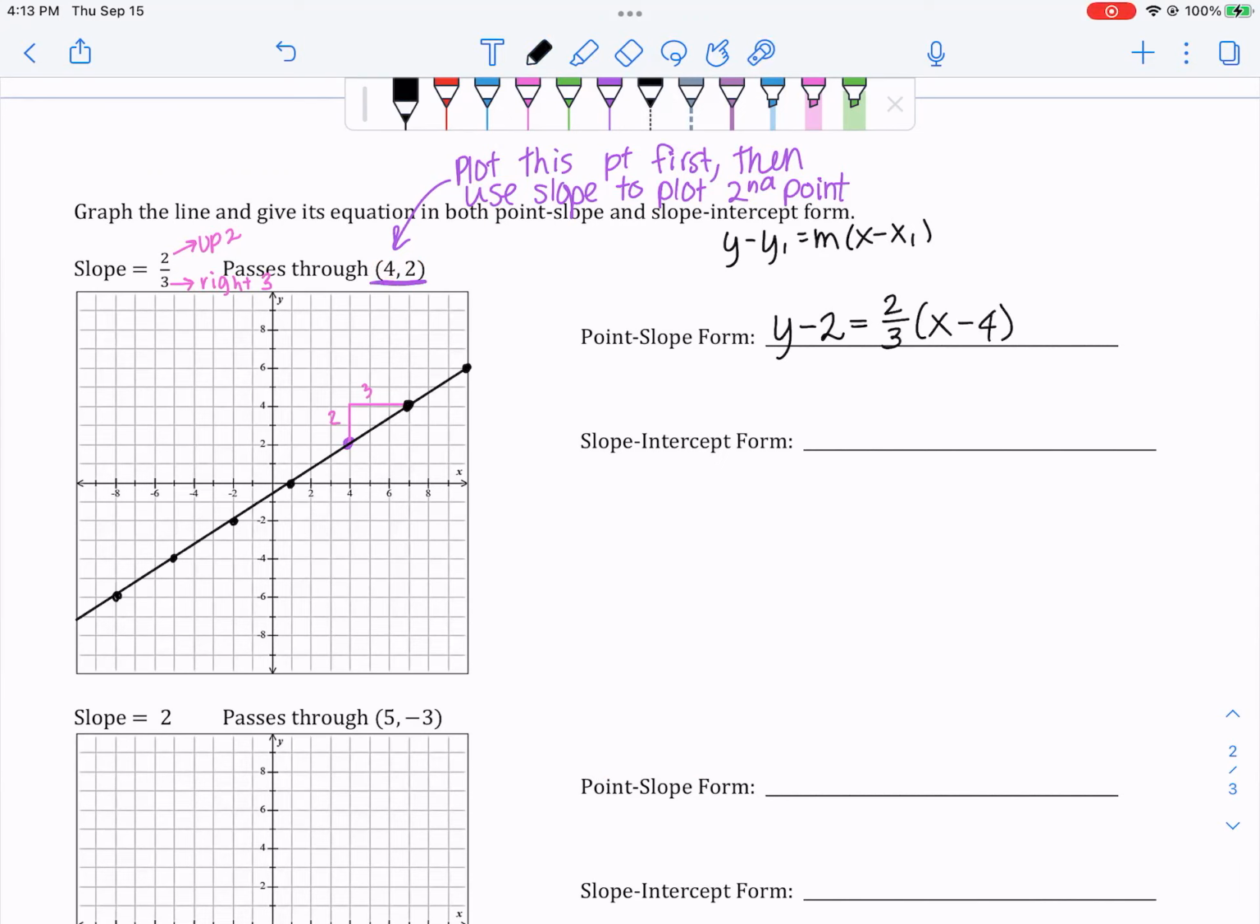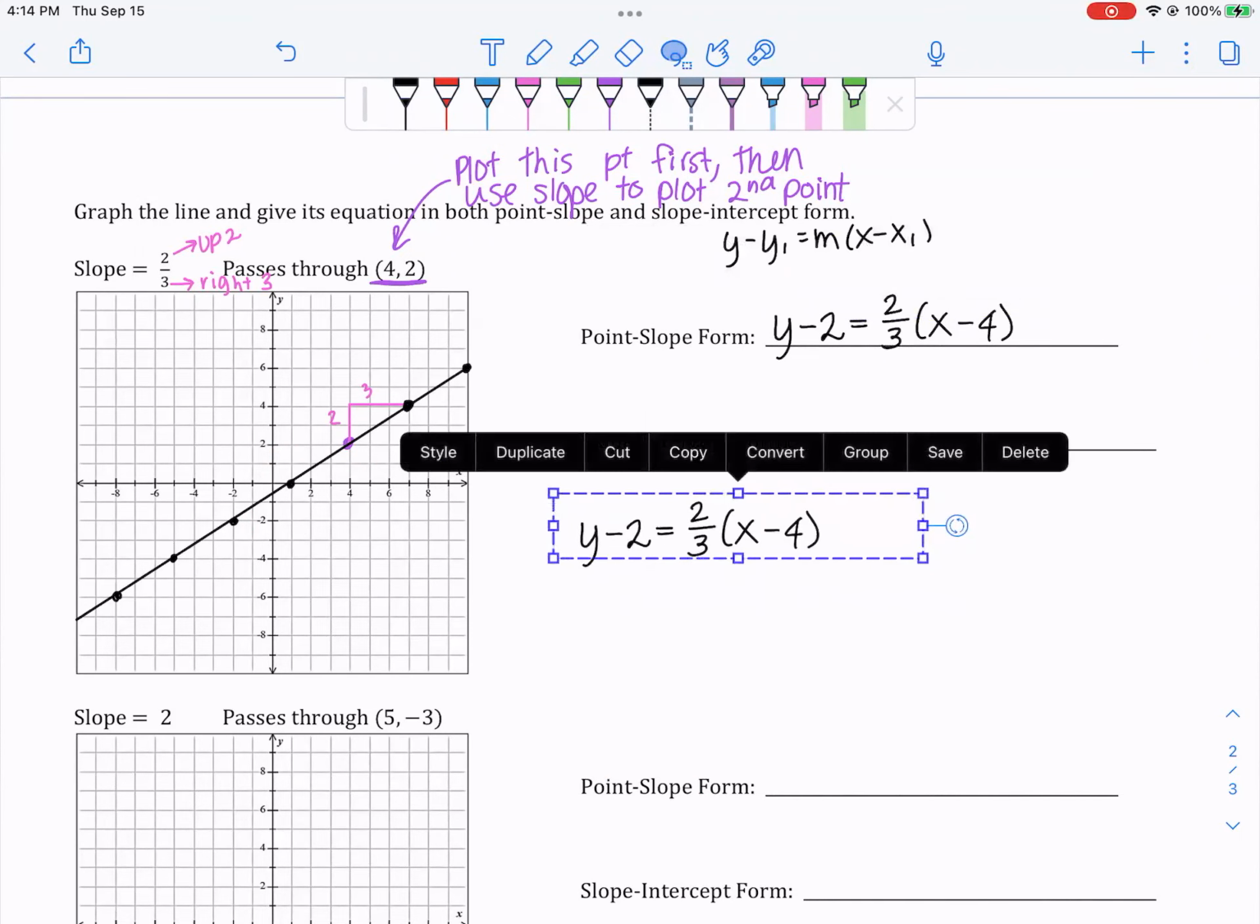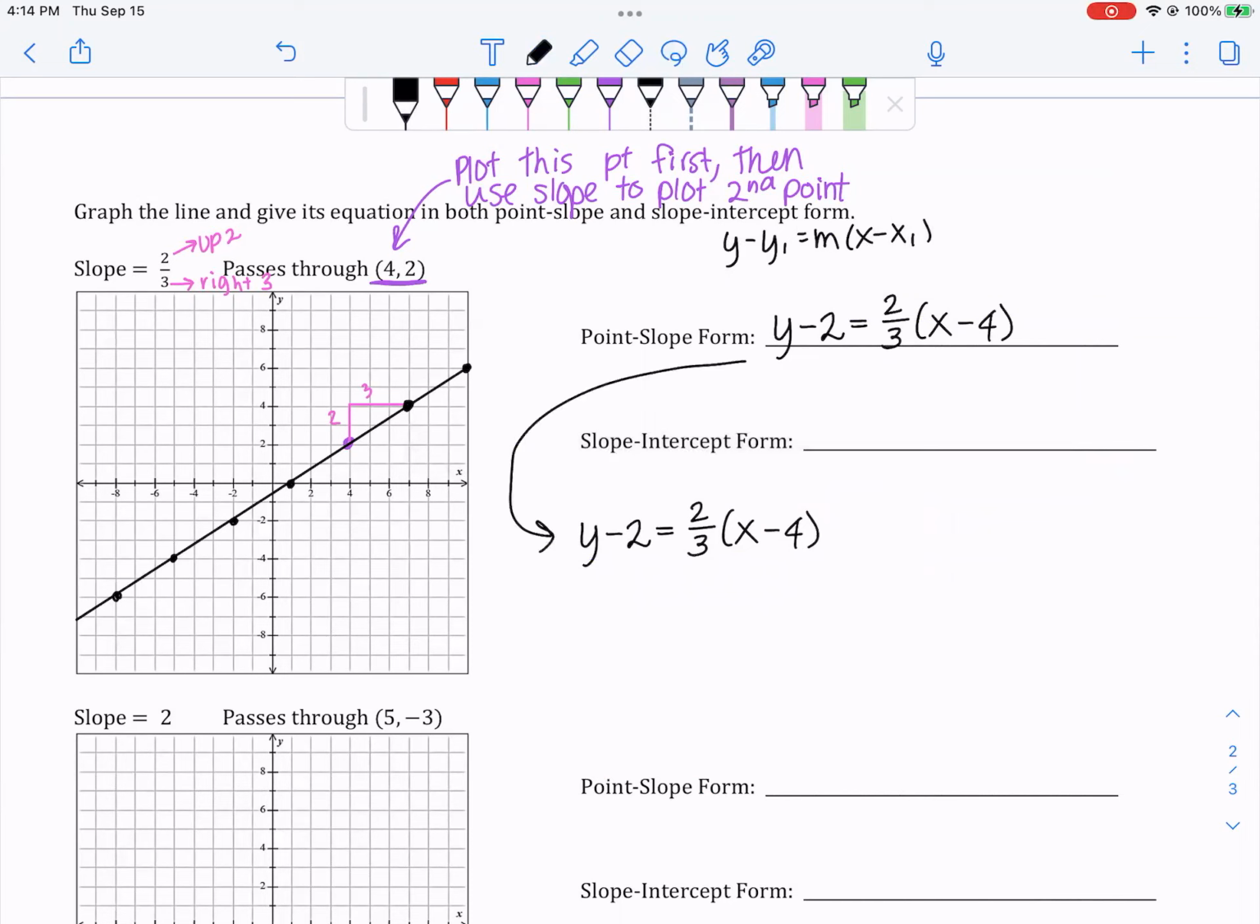To get the slope-intercept form, we can't really tell what the intercept is based on this graph. It doesn't hit nicely. But what we can do is take this equation right here and solve for y. So we'll distribute the 2/3. y minus 2 equals 2/3 x minus 8/3.